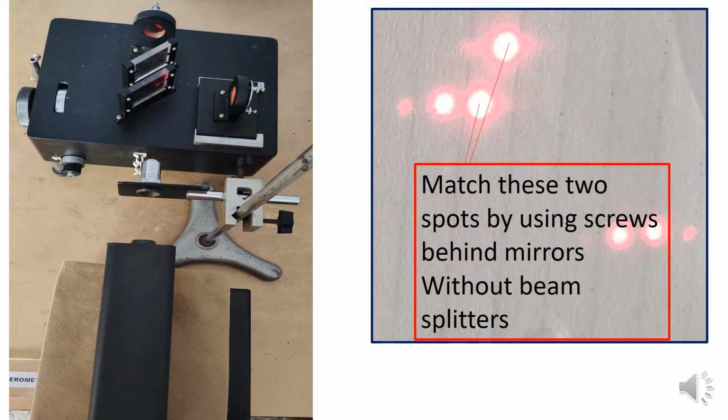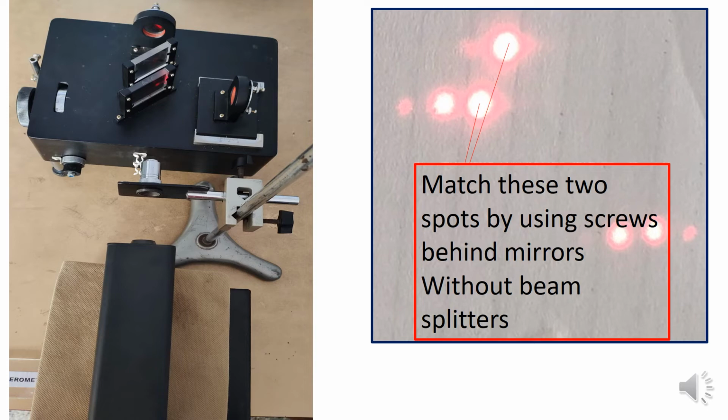Means the screws behind these mirrors, we will try to move. One precaution: don't stand by putting weight on the table, because this is very sensitive. Whenever you move, this will move. So don't touch this table or instrument. This is the precaution.